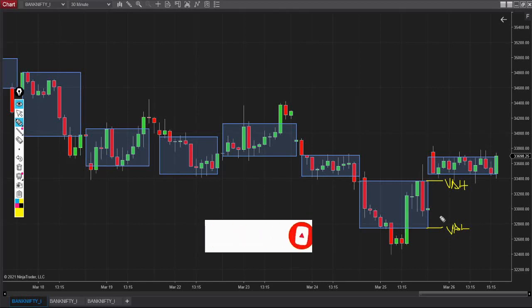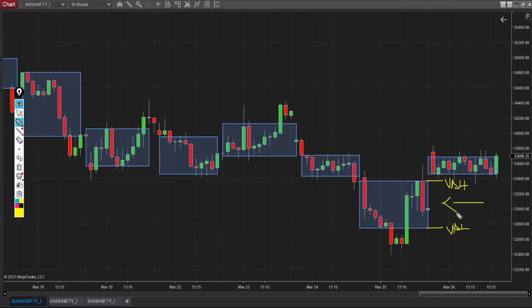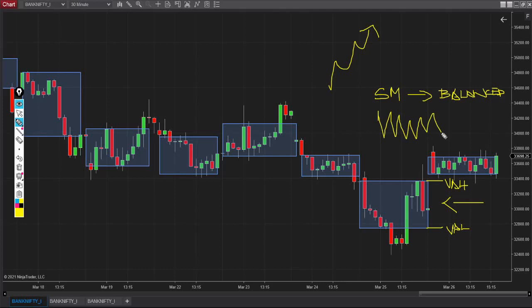Very basic and simple logic: unless price is trading inside the value area, there is a higher possibility that the market will be in a sideways mode, or in simple terminology, a balanced market. So this is one of the simplest ways to identify whether the market is going to be in a trending mode or in a sideways balanced mode.